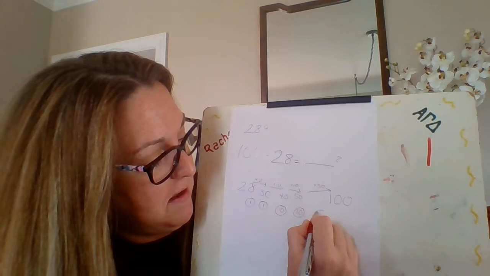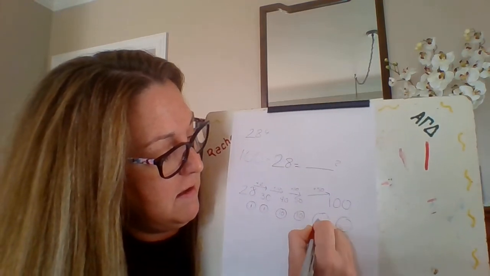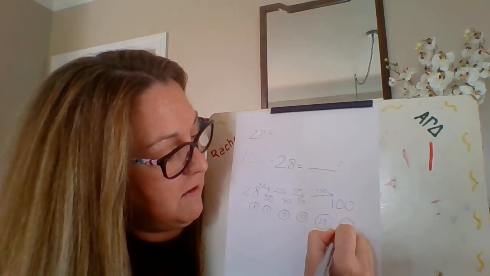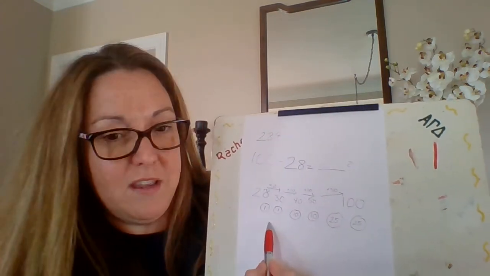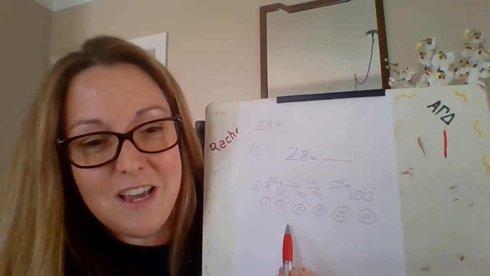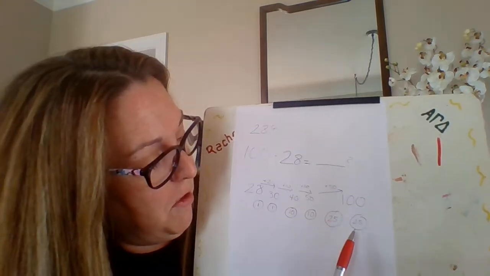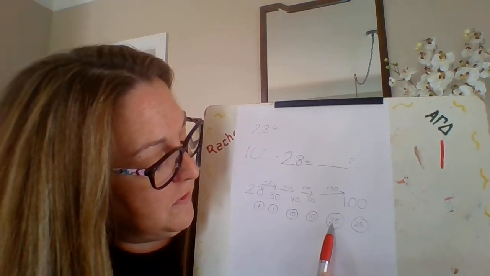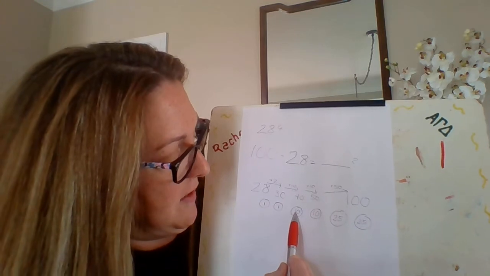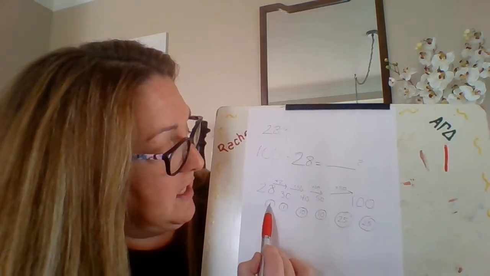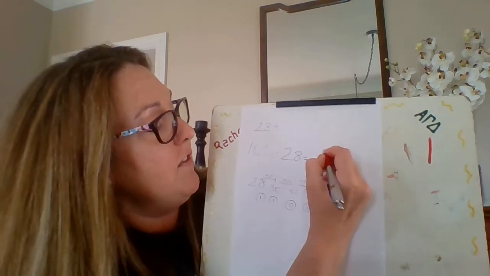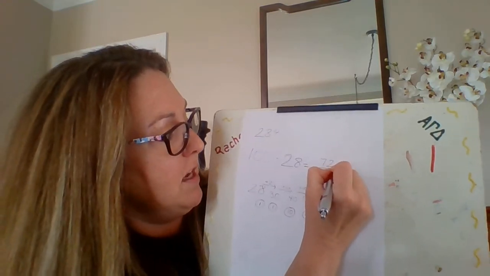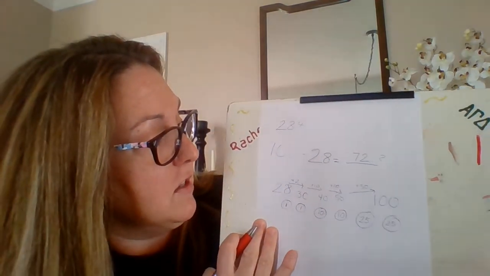So now I'm going to count this way, because you know I always like to count with the biggest coins first. So 25, 50, 60, 70, 71, 72. That's how much change you should get. 72 cents. 100 minus 28 is 72.